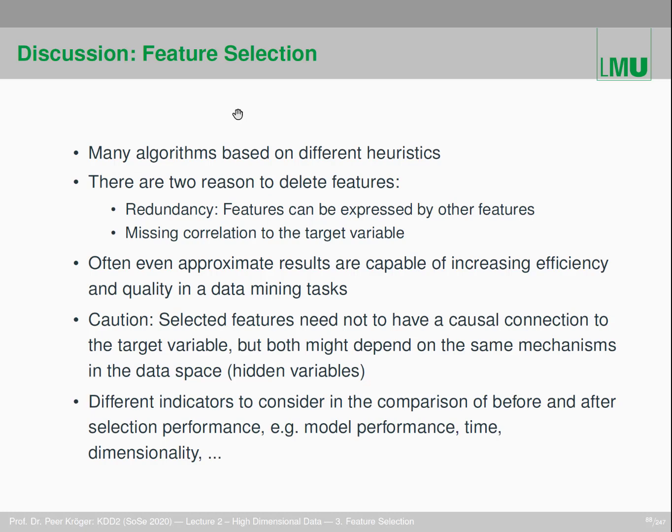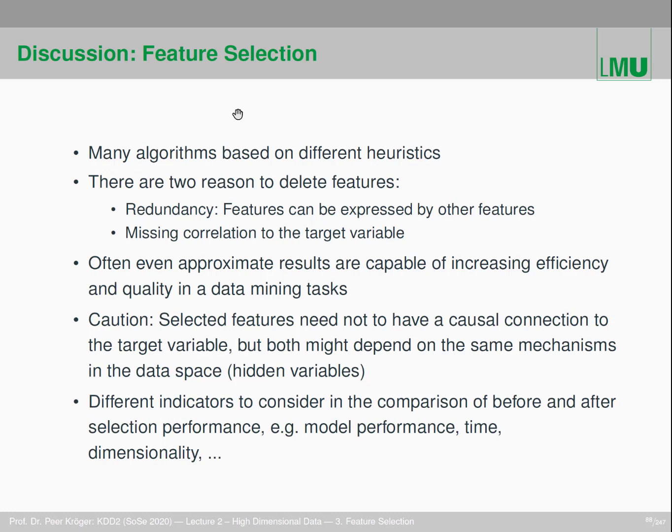Just keep in mind that many algorithms, most of them, are based on heuristics. There are two reasons to delete features. We want to get rid of redundant features, and we want to get rid of irrelevant features, that means features that do not have any correlation to the target value, especially if we are in the supervised scenario, where we can explore that. Often even approximate results are quite good and increase the efficiency and the quality of supervised learning afterwards. So it's always a good idea to at least try out feature selection if you have a lot of features.